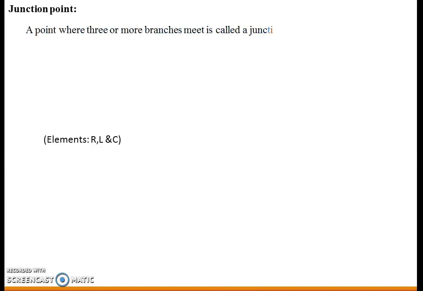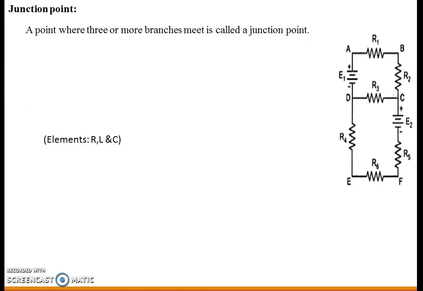Next one, junction point. A point where three or more branches meet is called a junction point. Three or more branches. Here in the circuit diagram, look at the points C and D. In point C, there are three branches connecting each other: BC, FC, DC are the three branches meeting each other. Similarly, consider point D: AD, ED, CD. Three branches are connected in point D. So it is called a junction point.